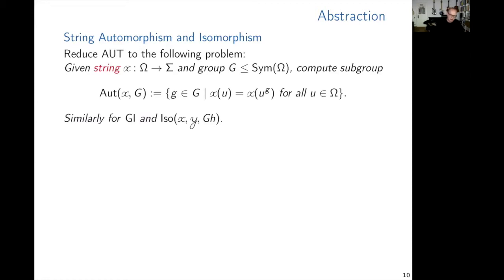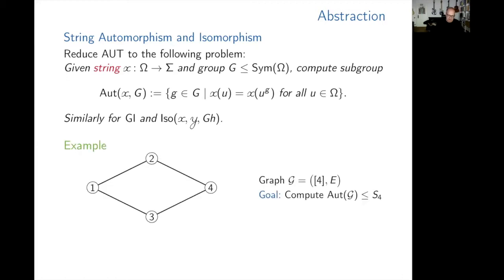Okay, and we can do something similar for 2 strings and isomorphism. And then we're usually given a coset of some group here. Okay, and how does the reduction go? So basically the way we do this, let's say we have a graph like this one here, a cycle of length 4. The automorphism group of this graph is a subgroup of the symmetric group on 1, 2, 3, 4, on the vertices of the graph.